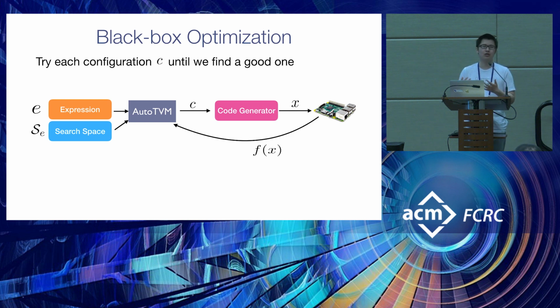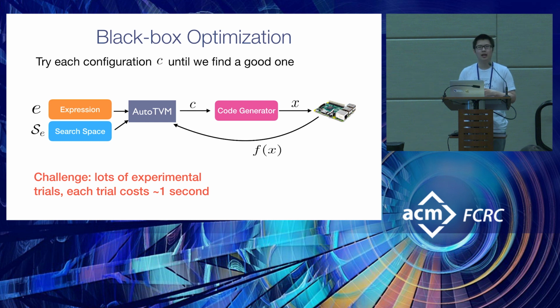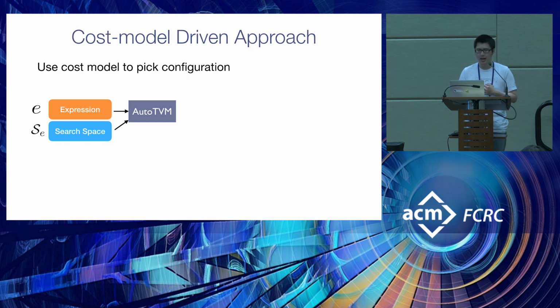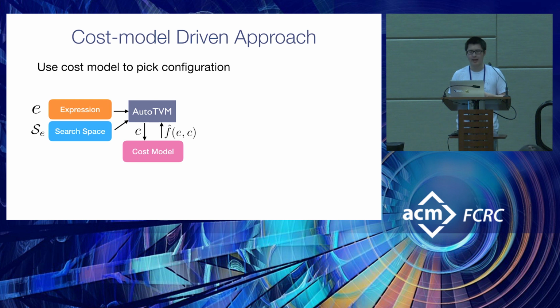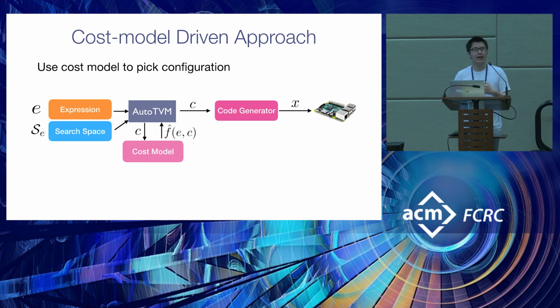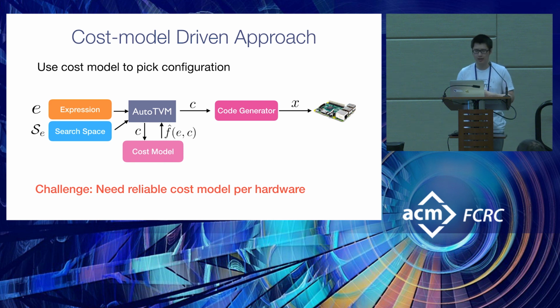The simplest way is to try black box auto-tuning. The problem with this approach is that it takes a lot of time to try things out. Another way is to define a cost model that learns to predict the runtime, and you use the cost model to pick the best solution. One question here is how we can design an effective cost model for each of the configurations and each specific hardware.